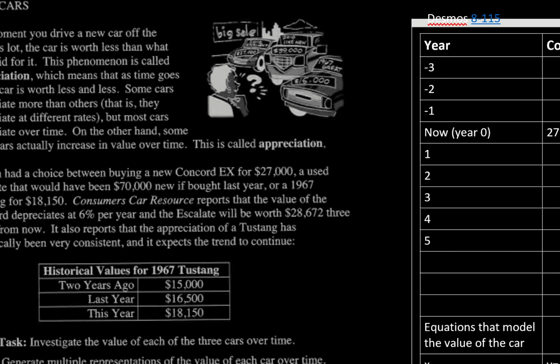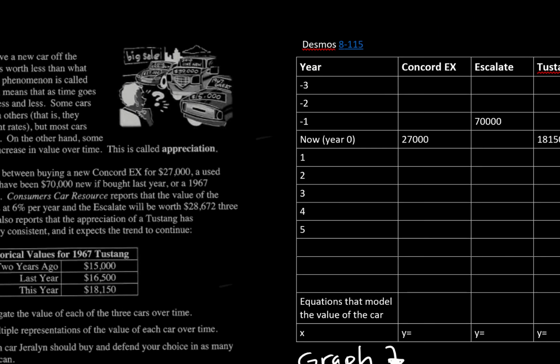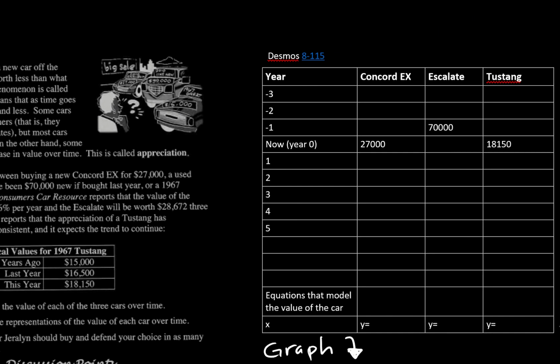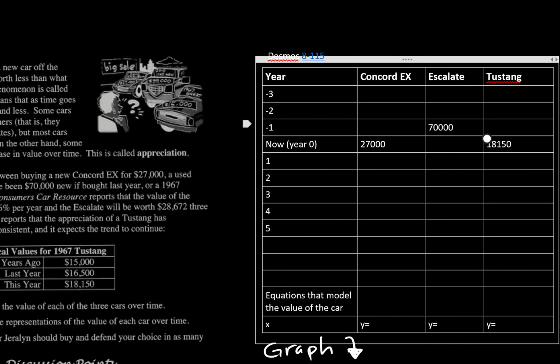In fact, if I look at this table, the Mustang, and I can zoom this out a little bit, it says last year from the table it would have been worth $16,500, and the year before that the Mustang would have been worth $15,000. There we go, $15,000.